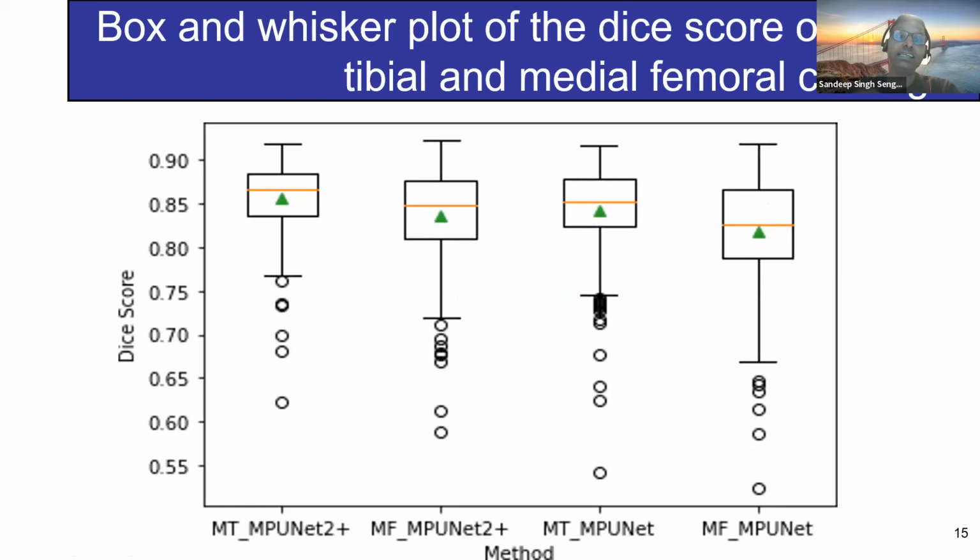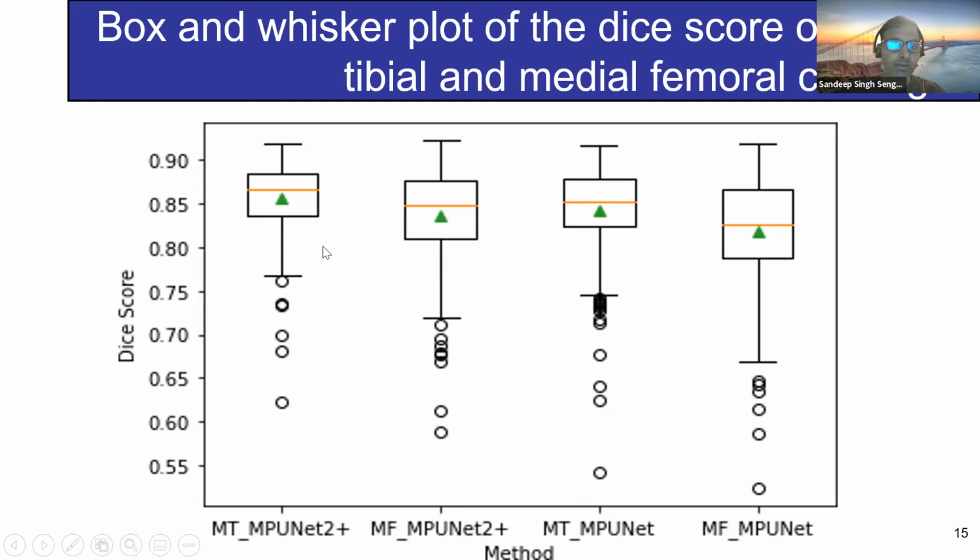And to generalize the performance of this method, we have combined the dice scores of all three cohorts, from all three datasets: Lyra, CCBR, and OAI. In all three cohorts, there are only two common classes, medial tibial and medial femoral, so we combine the dice scores of only these two classes. Here you can see the box and whisker plot for medial tibial cartilage, and this is the box and whisker plot for medial femoral cartilage. This is for MPUNet 2+, and this one is for MPUNet and MPUNet.